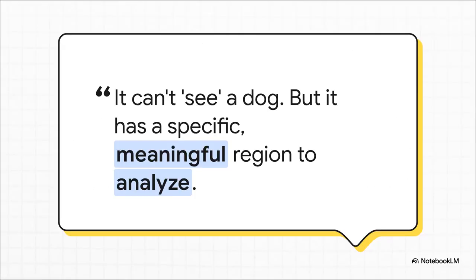And this is the giant leap. The computer doesn't know what a dog is. It has no concept of it, but it's no longer lost in a sea of random pixels. Now it has a defined shape, a specific cluster of pixels that it knows belong together. It has something it can measure, analyze, and recognize.